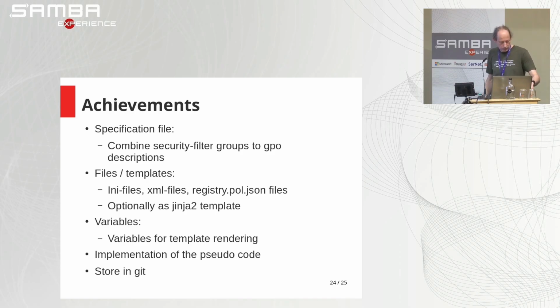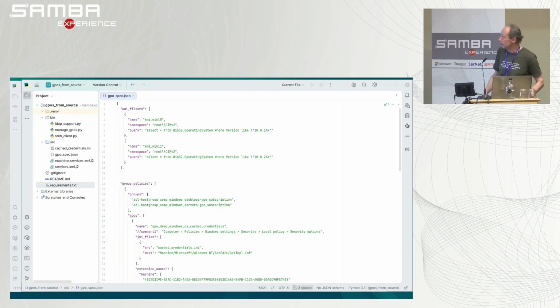Now, let's have a look at what that actually looks like. I have this really small screen, which is indeed too small. So what I did here is I made a JSON file with the specification. We have the WMI filters separately because they need to be created before you can create the GPOs, because otherwise you can't reference them. And then the group policies themselves.